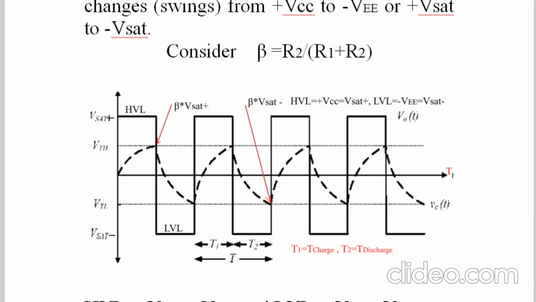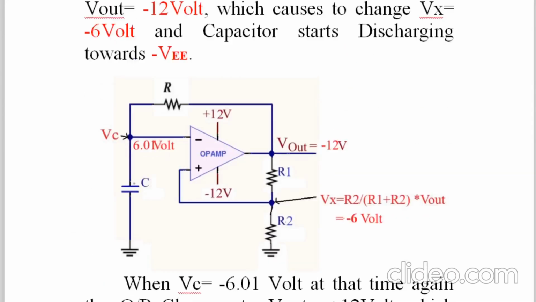Now let us see the conditions. How does it become? When the output becomes minus 12 volt, two things happen again. In plus 12 volt also two things were happening. Charging was happening and this point was at plus 6 volt. Now in minus 12, two things happen. As soon as this output becomes minus 12 volt, this potential divider circuit now has an input supply of minus 12. Therefore, this point will not be at plus 6. This point will be at minus 6, because R2 divided by R1 plus R2 is the same, but the input power supply to the potential divider circuit is minus 12. Therefore, this point will go to minus 6.